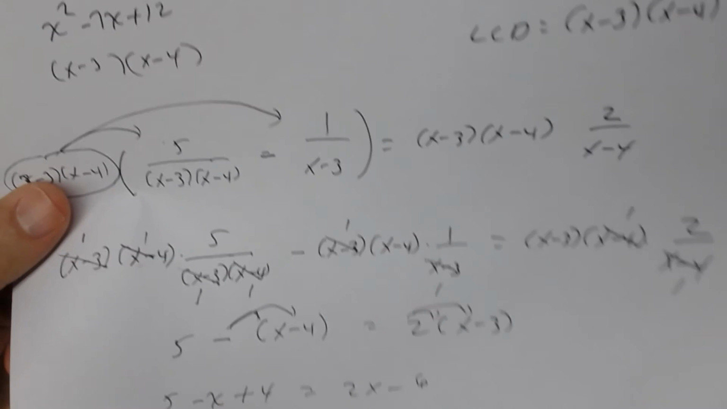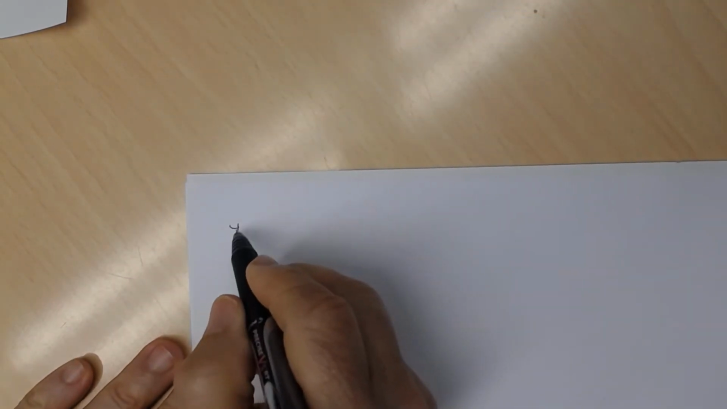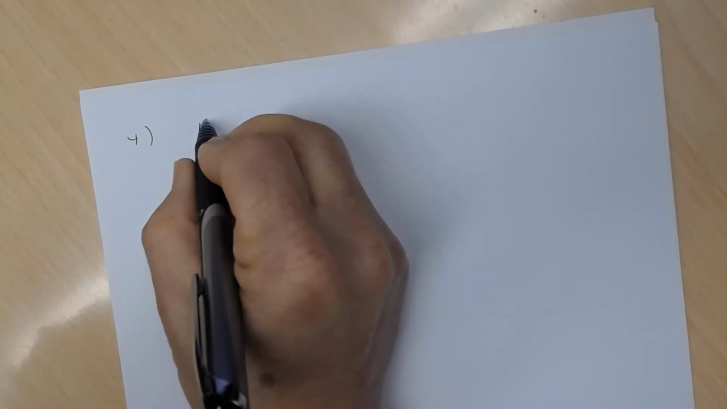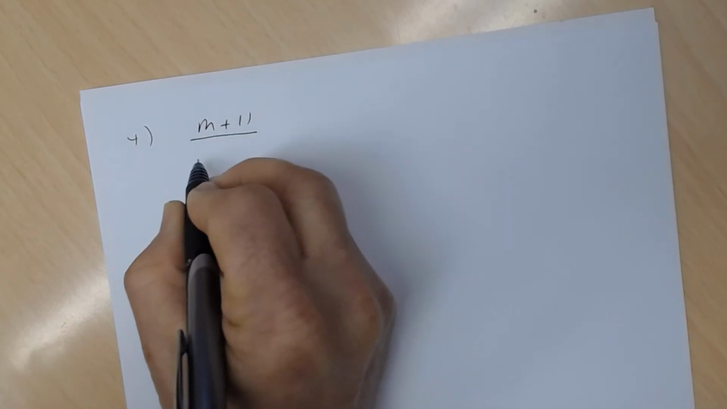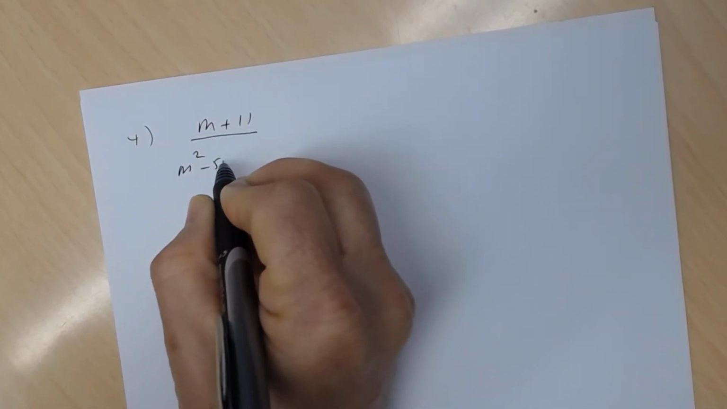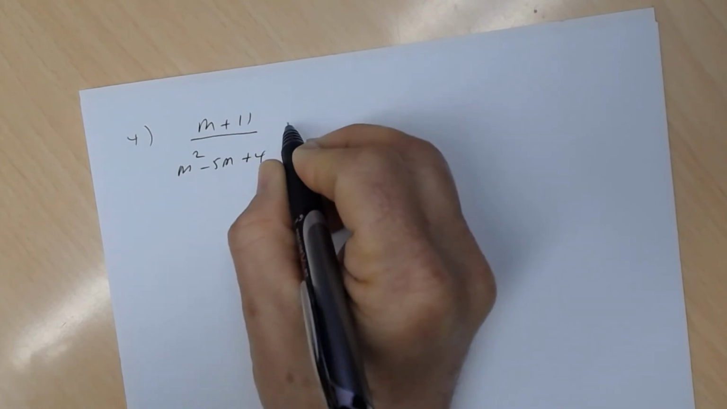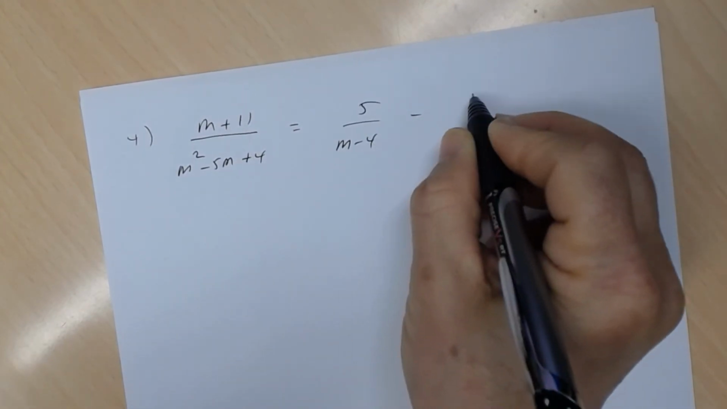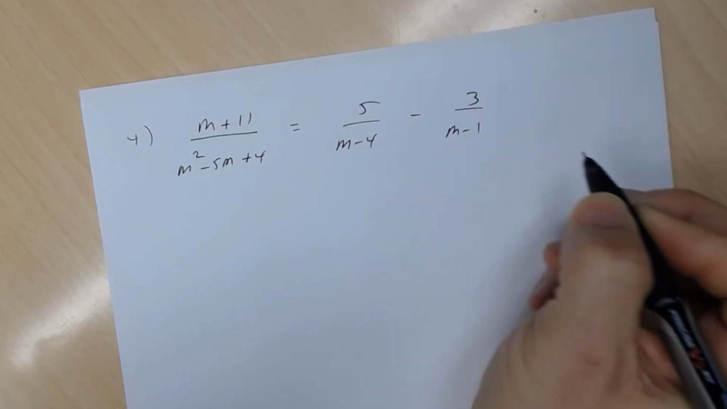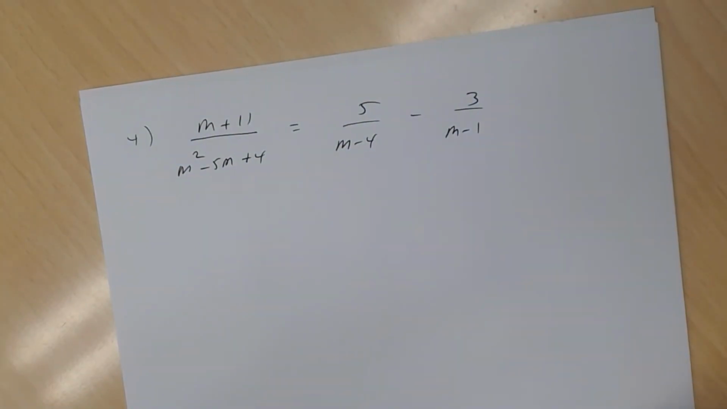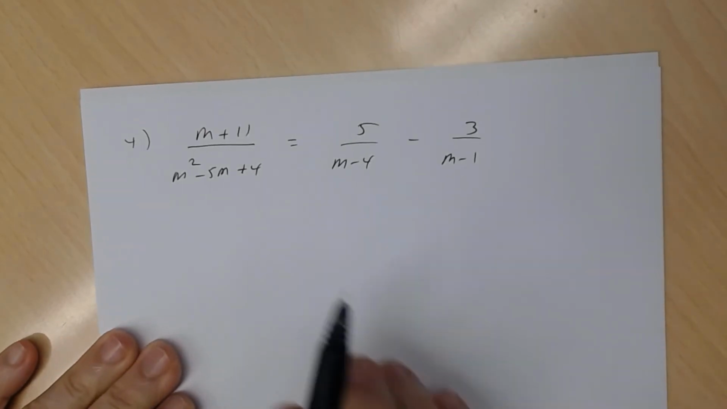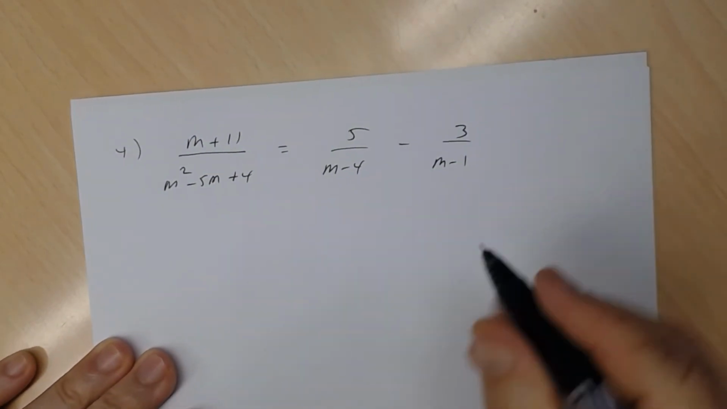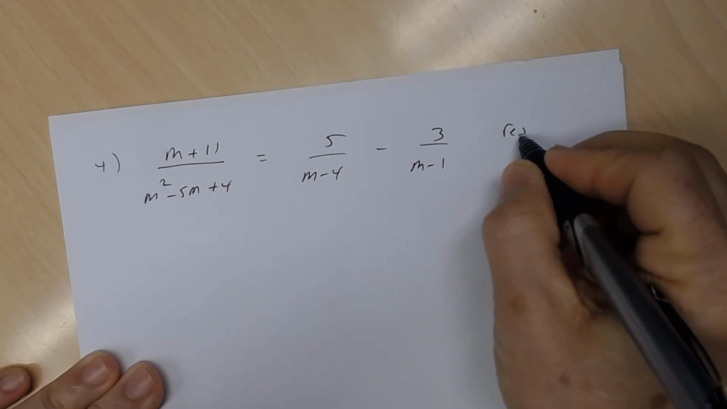Okay, let's do one more, number 4. So let's say my rational equation this time is this. m plus 11 divided by m squared minus 5m plus 4 equals 5 divided by m minus 4 minus 3 divided by m minus 1. Okay, now I have this rational equation. I have variables in the denominator, so I've got to find my restrictions. So let's talk about restrictions.